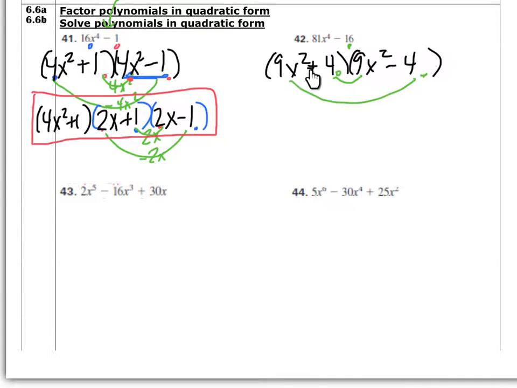This first binomial cannot be factored further. Even if you tried it, it won't work. But this second one can. So let's rewrite the first and keep it as 9x squared plus 4. I'm going to break the second one up.